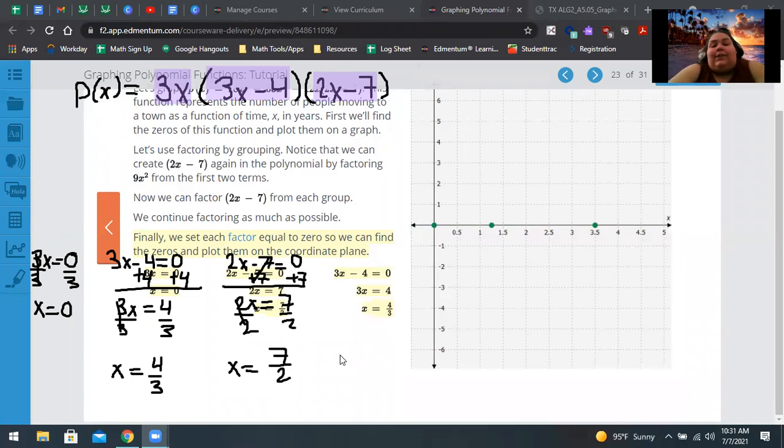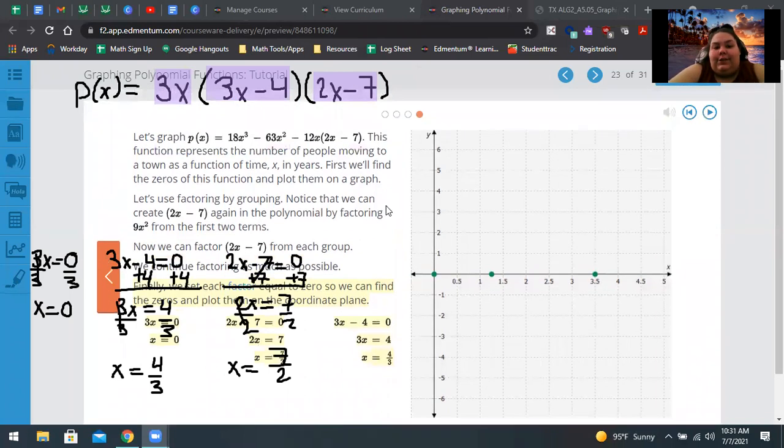If you want to go ahead and convert these to decimals, all you got to do is enter in the calculator 7 divided by 2. You'll get that decimal 3.5. 4 divided by 3, 1.25. So we found one of the key features for this polynomial, our zeros.